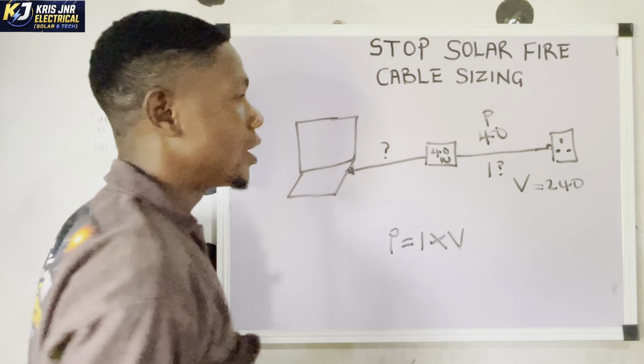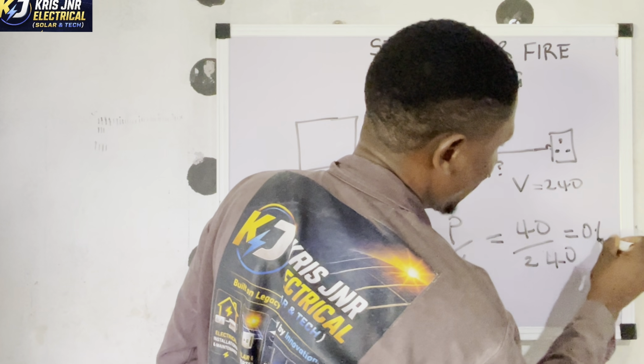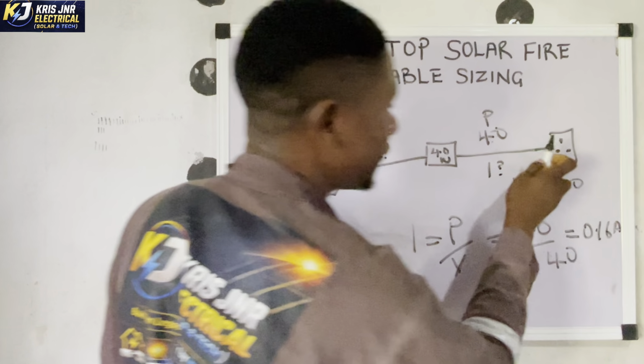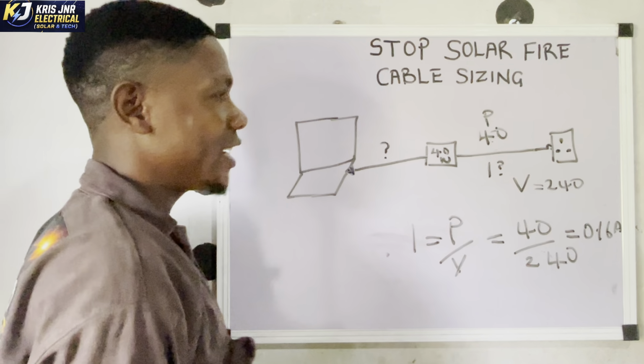So if you are going to calculate your current using the formula P equals IV, make I the subject of the formula. I becomes power over voltage. Now, the power is 40 watts. 40 over 240 is 0.16 amps. So the current that is flowing from here to the charger is 0.16 amp.